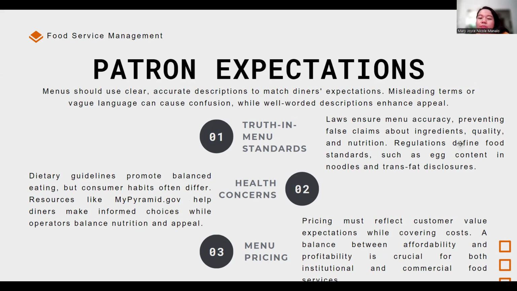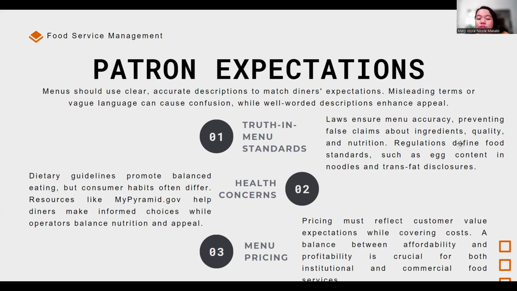So, in Truth in Menu Standards, the law ensures menu accuracy, preventing misinterpretation of food quality or ingredients. Federal regulations define food standards, such as requiring egg noodles to contain a minimum egg solid percentage. So, nutrition labeling laws, including trans fat disclosures, continue to evolve.